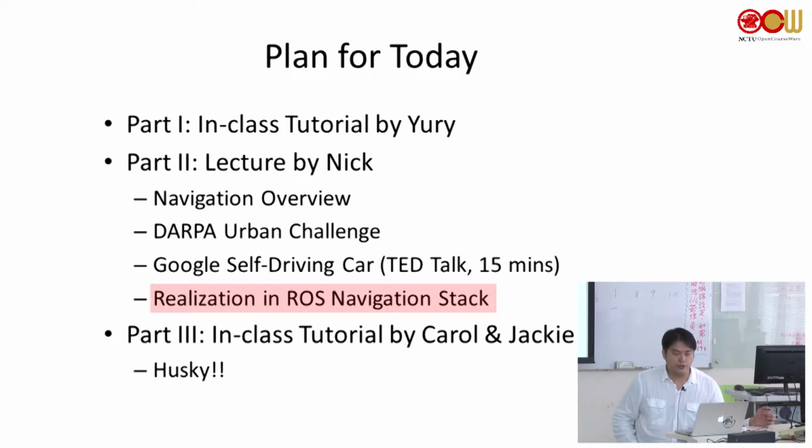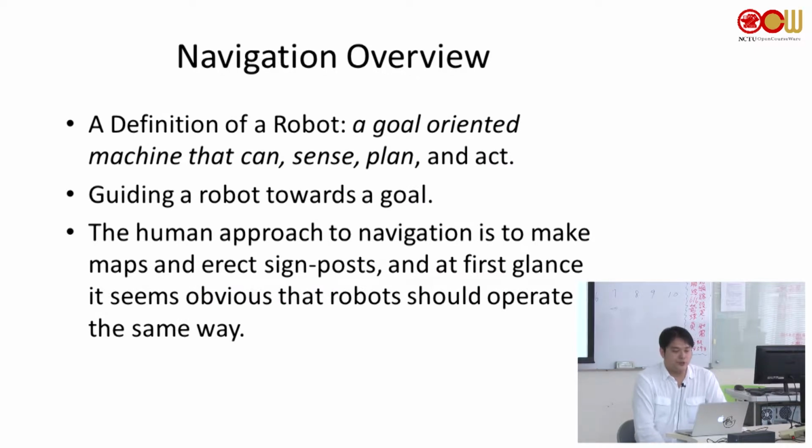Finally, we'll talk a little bit about the ROS navigation stack. Here comes a definition first, a definition of a robot, from a textbook by Peter Corke. The definition is that a robot is a goal-oriented machine that can sense, plan, and act. So whenever you have a robot in a different form, you would imagine that it may have some sensors, some computation to plan, and some actuators to interact with the world.